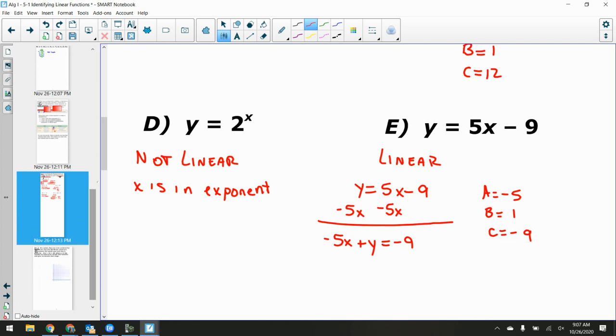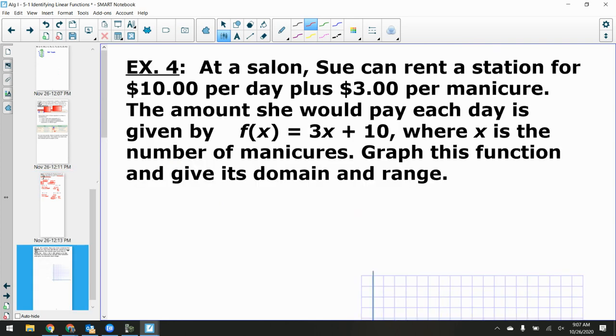Okay, let's talk about one word problem. At a salon, Sue can rent a station for $10 per day plus $3 per manicure. The amount that she would pay each day is given by that function. I could have asked you to come up with that function, right? Based on that information, we could have come up with that. We didn't need that, right? But okay.